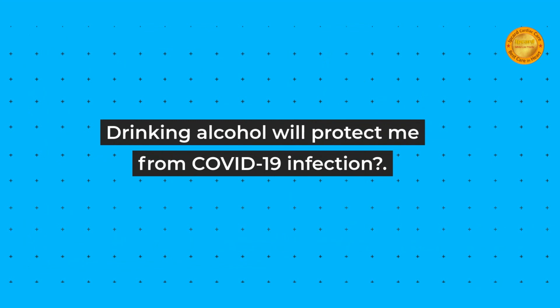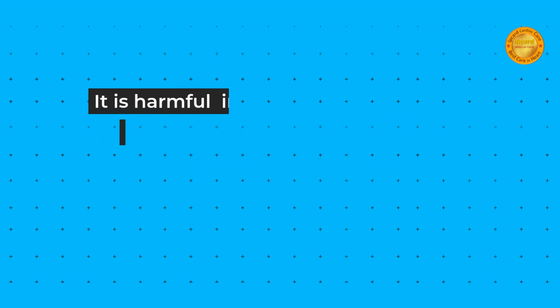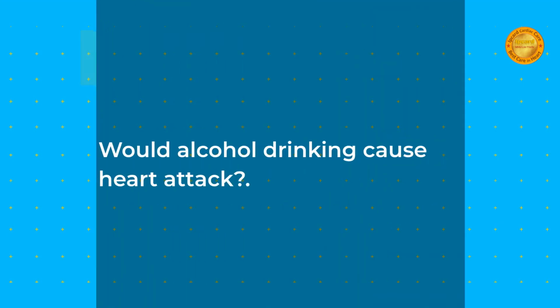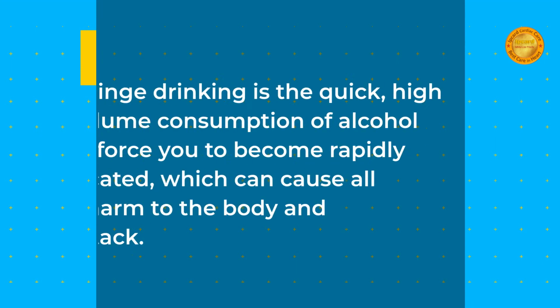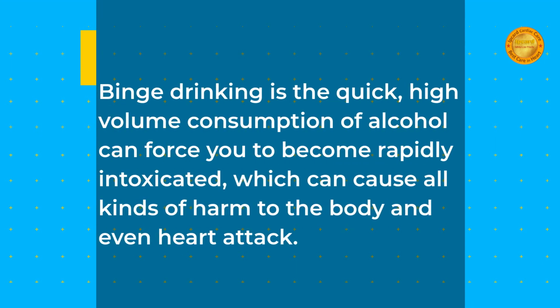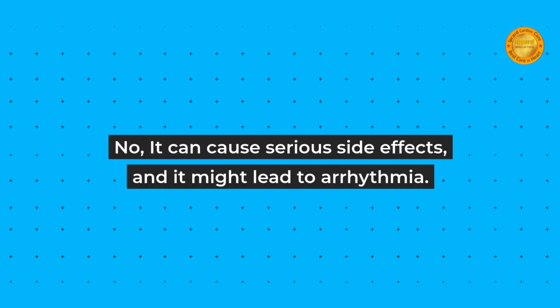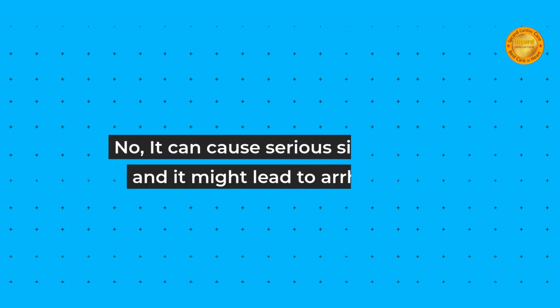Will drinking alcohol protect me from COVID-19 infection? It is harmful in COVID-19 infection. It does not protect you from COVID-19. Conversely, it increases the mortality rate. Would alcohol drinking cause a heart attack? Binge drinking, the quick, high-volume consumption of alcohol, can force you to become rapidly intoxicated, which can cause all kinds of harm to the body and even heart attack. Can I continue amiodarone with alcohol? No, it can cause serious side effects, and it might lead to arrhythmia.